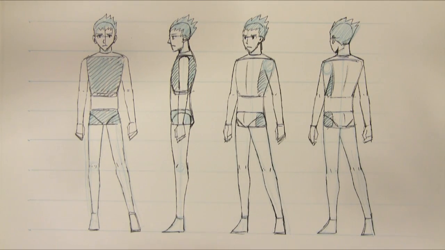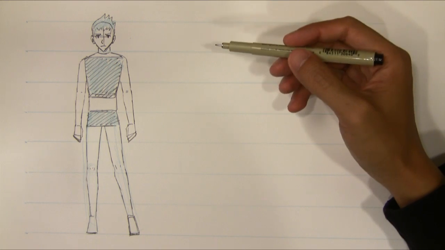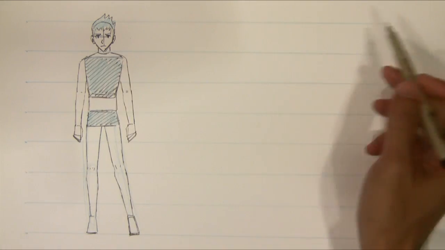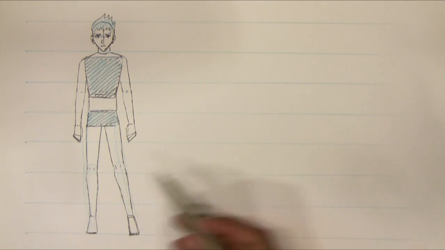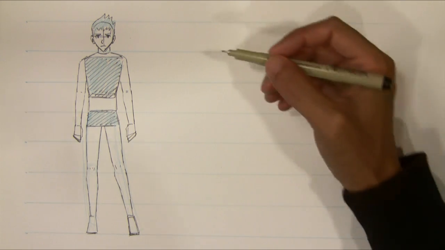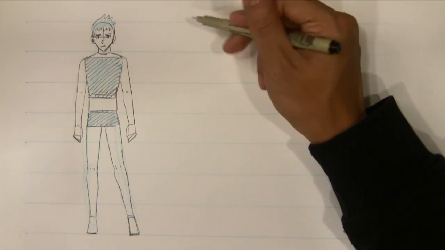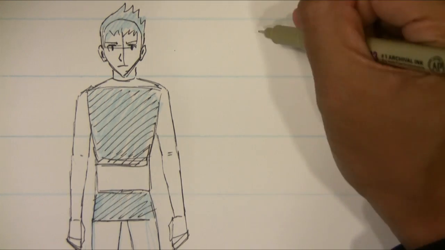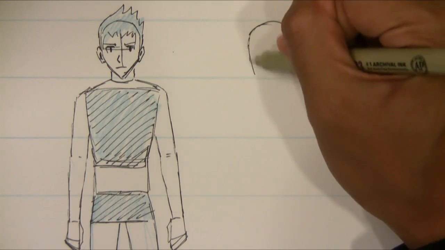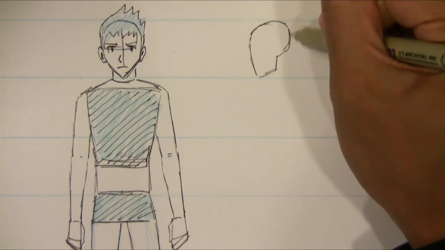So in this video, I'm going to show you how to draw this male character in different views and in different angles. So I started off with drawing horizontal lines across the page, and each of these sections represents the length of his head. So this character is 7 heads tall, and you can see that he's the character we drew in our last video. And if you haven't seen it, I'll leave a link in the description so you guys can check it out.